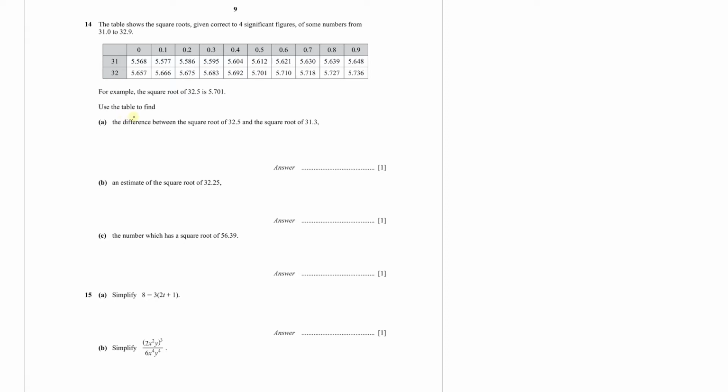Use the table to find the difference between the square root of 32.5 and the square root of 31.3. So the difference we have to find is the square root of 32.5 minus the square root of 31.3. So what is the square root of 32.5?